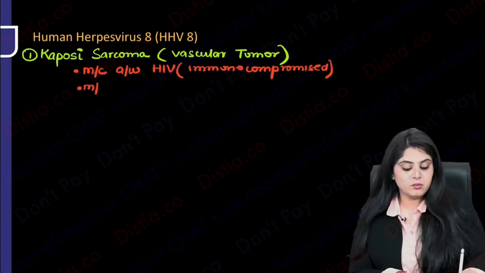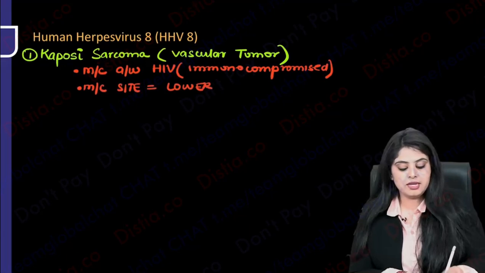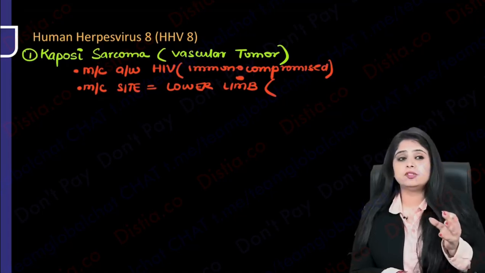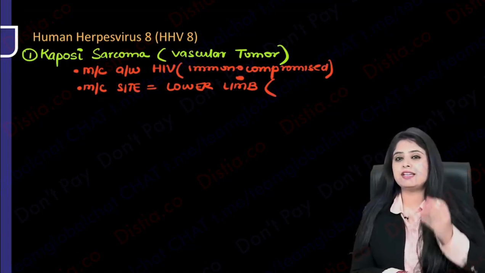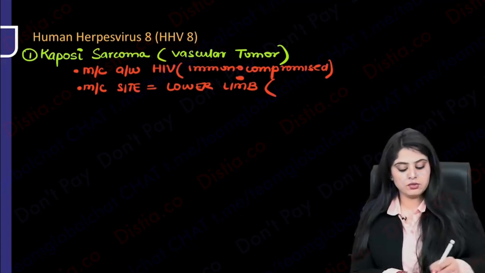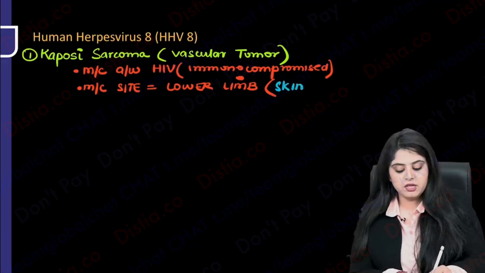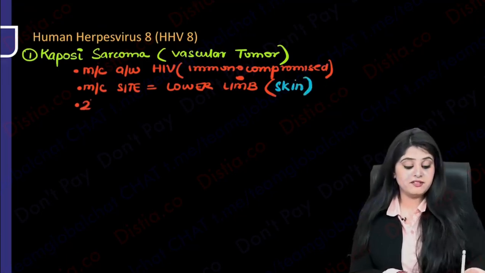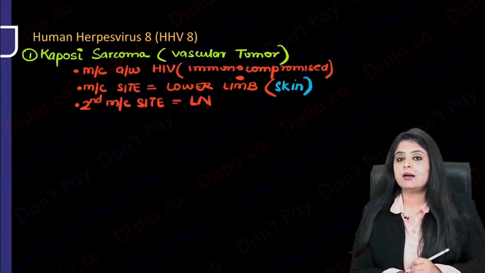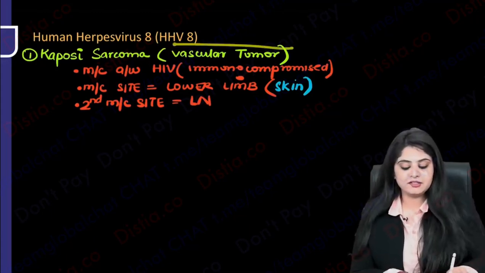Next question, what is the most common site? The most common site is going to be the lower limb, and that too the skin. It's a reddish lesion, a pinkish reddish, or they say purplish lesion. It is very vascular, right? It's a vascular tumor, so the blood component is more. So the most common site is the skin of the lower limb. Now after this they will ask you the second most common site. The second most common site is going to be the lymph node. That is Kaposi's sarcoma. As I said, it's a vascular tumor.